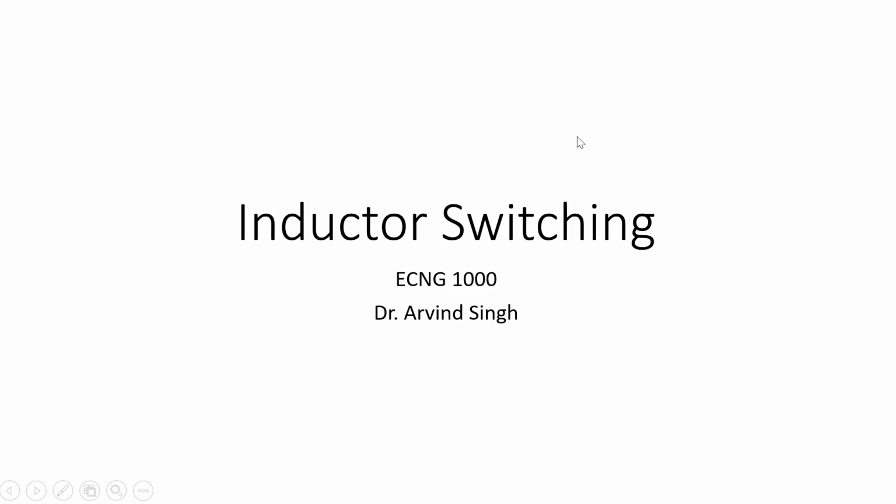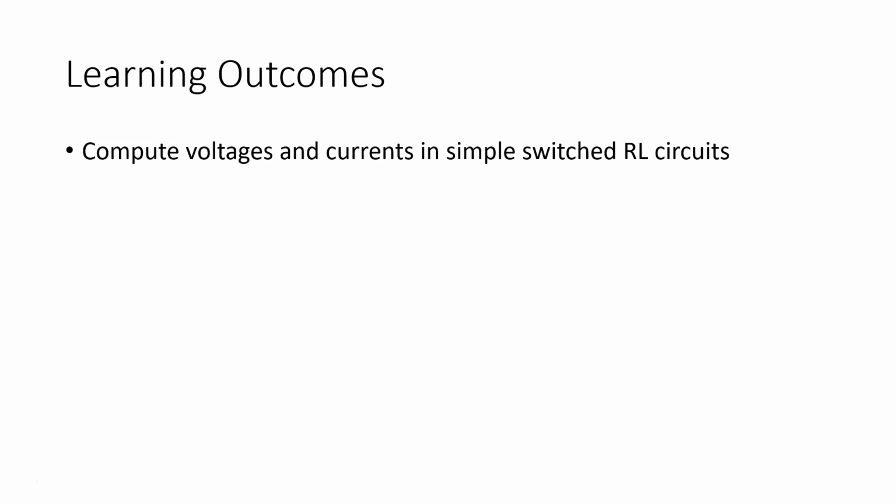Hi everyone. So last time we looked at some simple transient circuits with RC combinations. Today we're going to look at RL combinations. By the end of it, just like the session with capacitors, you should be able to compute voltages and currents in simple switched RL circuits. And you'll see the procedure is exactly the same, except this time we have an inductor instead of a capacitor.